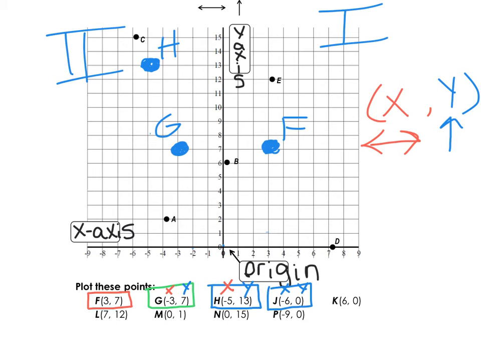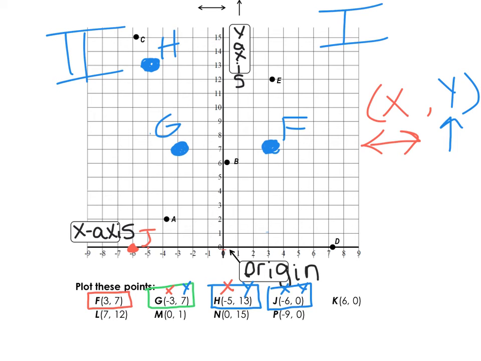We're going to start at the origin. We're going to move 6 to the left since it's a -6. We're going to go 1, 2, 3, 4, 5, 6. Because my Y is 0, that means we're not going to go up or down. We are going to stay at that -6. So point J would be right here on this x-axis.